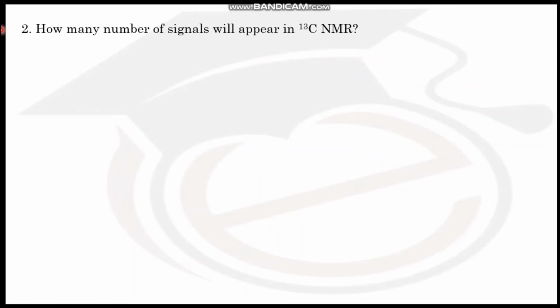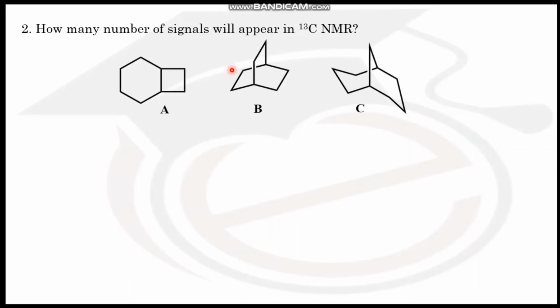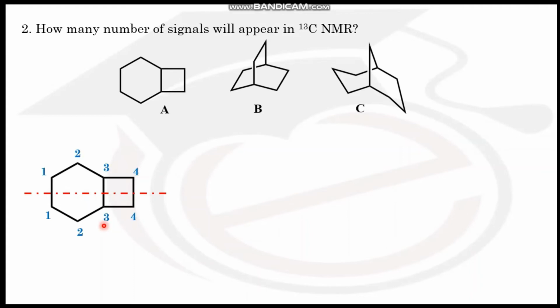Next question: how many signals will appear in C13-NMR? 3 types of compounds are given and we have to predict the number of signals. First we can consider compound A. There is a plane of symmetry, or this plane can split this compound into equal halves. So the number of carbons will be 1, 2, 3, 4. 4 types of carbon are there.